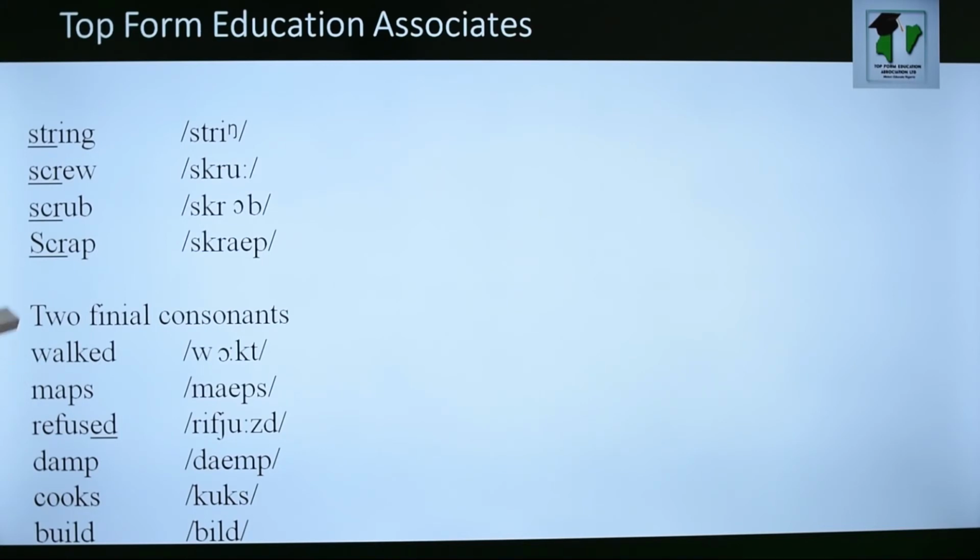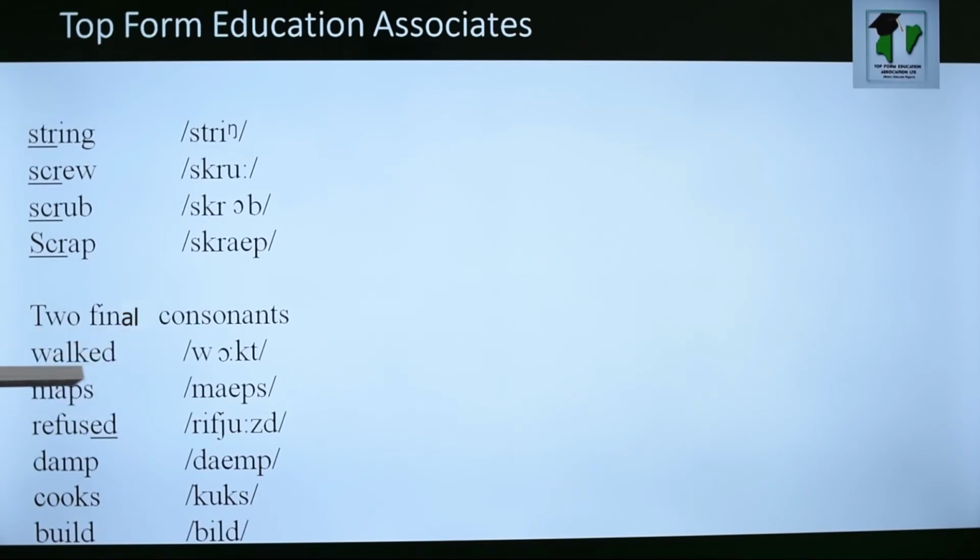Now we want to see the two final consonant clusters. Then we have walked. I want us to see something here. We have ED, but this ED here, I hope you know, it's not worked with an L sound. No, it's worked. The L is silent. Worked. And we have K and T.